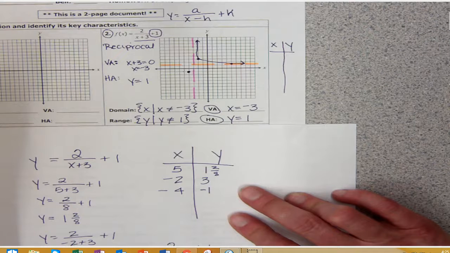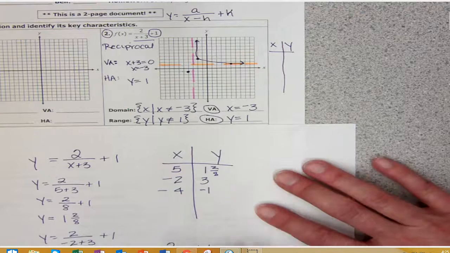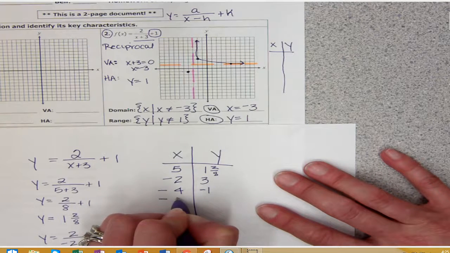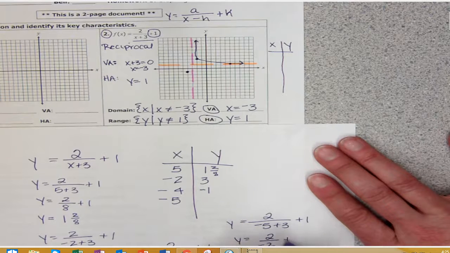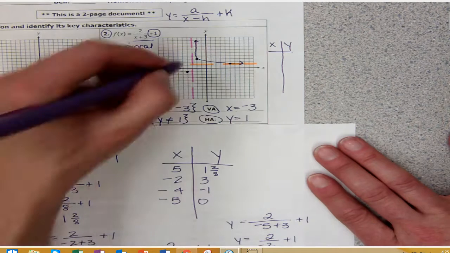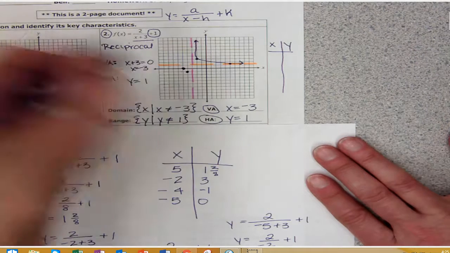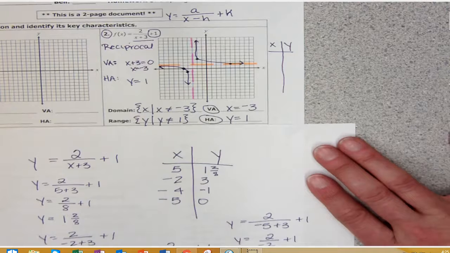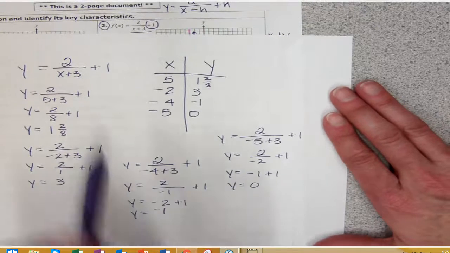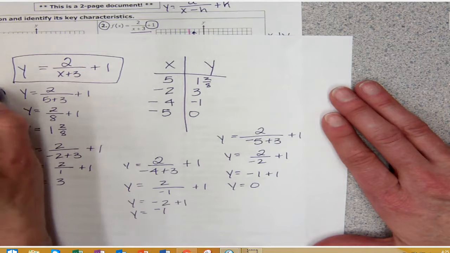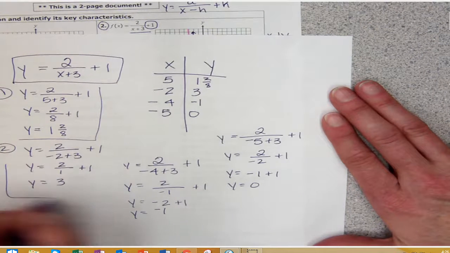And then what if x was, say, negative, we'll just do one more, negative 5. So 2 divided by negative 5 plus 3, plus 1. Y would equal 2 divided by negative 2, plus 1. Y is going to equal negative 1 plus 1. Y would equal 0. So there's one of my x-intercepts. And there you go. This shows you how to create a table from this equation and plug in different values for x.